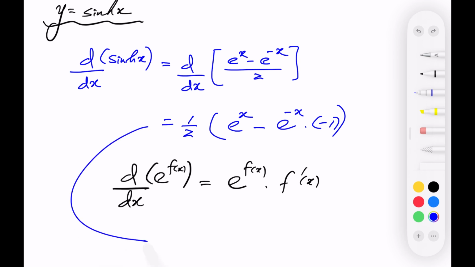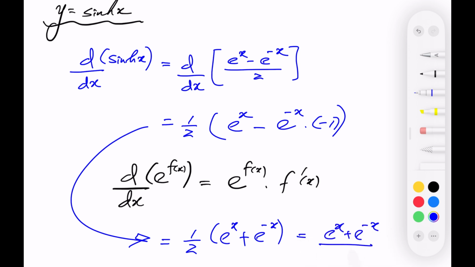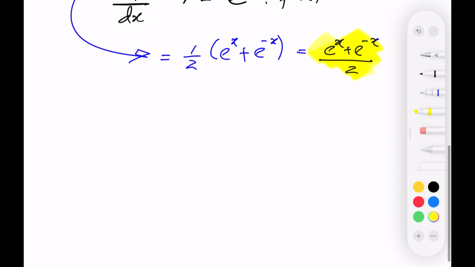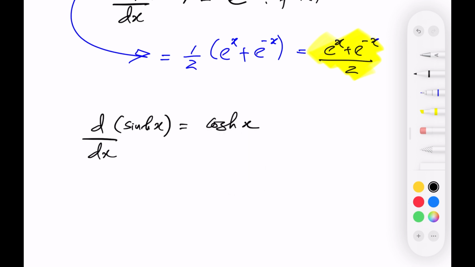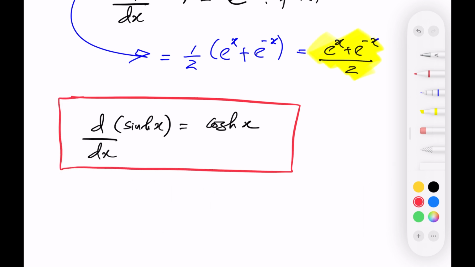Now we can simplify this one. It's going to be equal to 1/2 times e to the x plus e to the negative x, which you can see as e to the x plus e to the negative x divided by 2. What is this function? This is hyperbolic cosine x. Therefore, we have established our first result. If you differentiate hyperbolic sine x, sinh x differentiation with respect to x is equal to hyperbolic cosine x, cosh x. That's our first result.